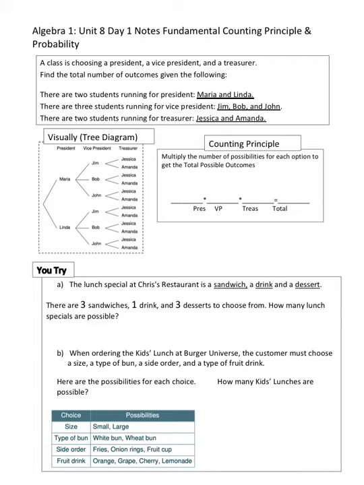Today we're going to begin Unit 8, Probability. Now, probability is actually kind of fun, and it's not even that difficult. We're going to talk about the fundamental counting principle and probability. So let's look at some stuff.